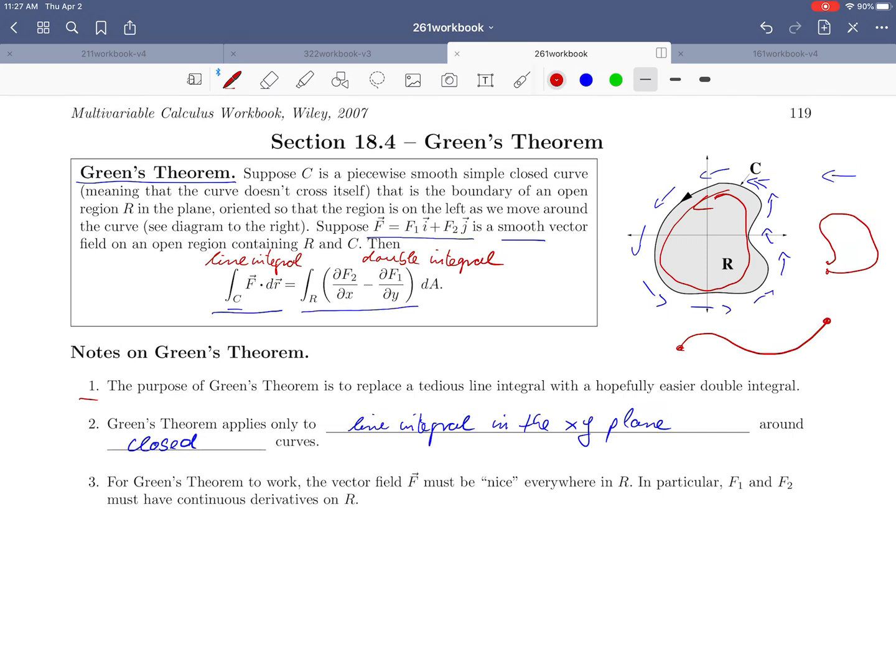And then I already talked about what has to be true about our vector field. So the vector field has to be nice everywhere in the region, not just on the boundary. It has to be nice everywhere. So in particular, F1 and F2 must have continuous derivatives on that entire region. So no zeros in denominators, nothing strange like that happening.